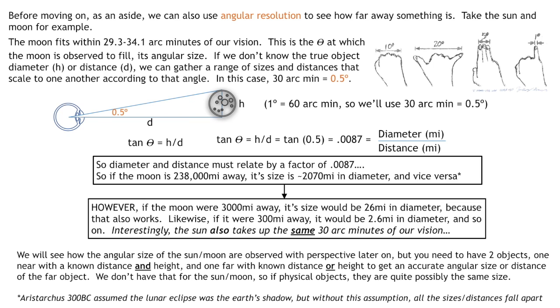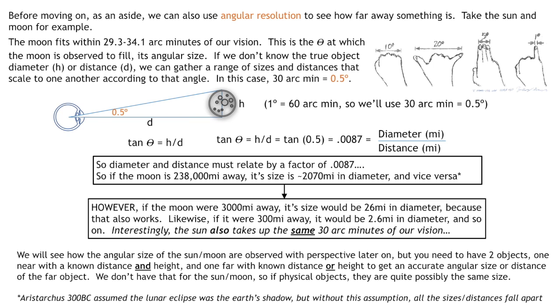Interestingly, I think of importance, the sun also takes up the same 30 arc minutes of vision in the sky. And so it too could also represent the same exact sizes. So we will see how the angular size of the sun and moon are observed with perspective later on, but you need to have two objects, one near with a known distance and height, and one far with a known distance or height, to get an accurate angular size or distance of that far object. We don't have that for the sun and moon, so if they are physical objects, they are quite possibly the same size.